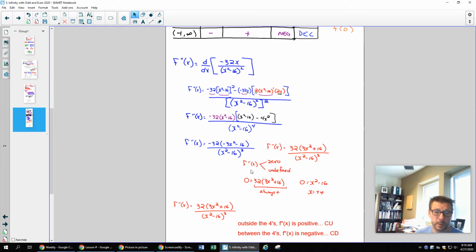What we need to recognize again is, where is my second derivative 0? Where is my second derivative undefined? So what makes the top of the function equal 0? Nothing.